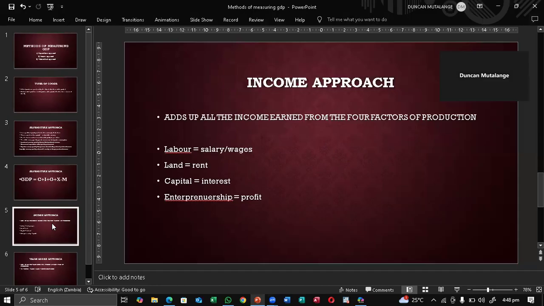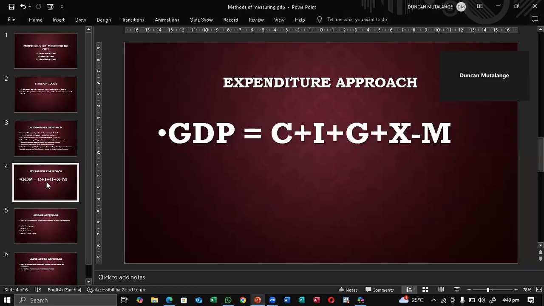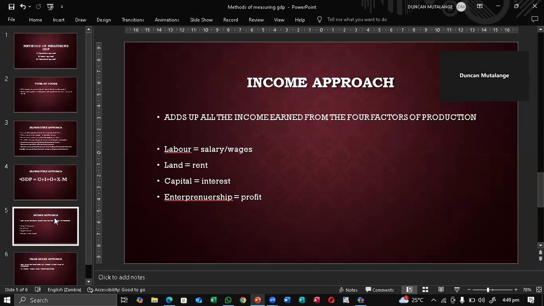I'll go straight ahead and explain what the income approach is. If you look at the income approach, from the word income, it's adding up all the incomes. If you look at the other one, it is called the expenditure. So it's adding up all the expenses that were done. Income, you look at the money that is coming in.